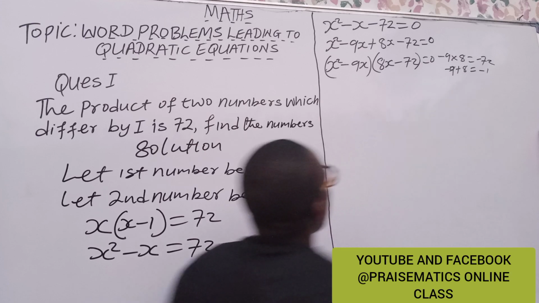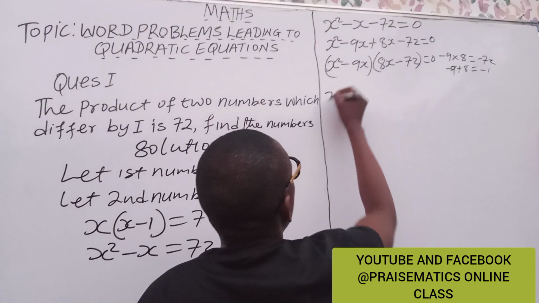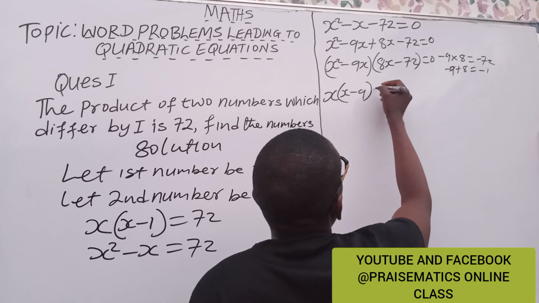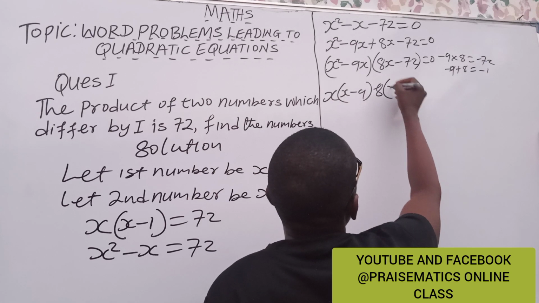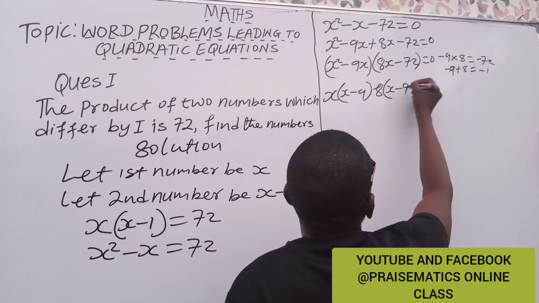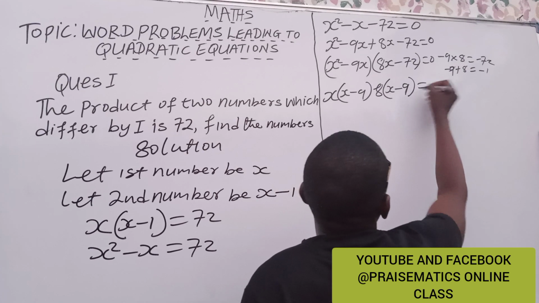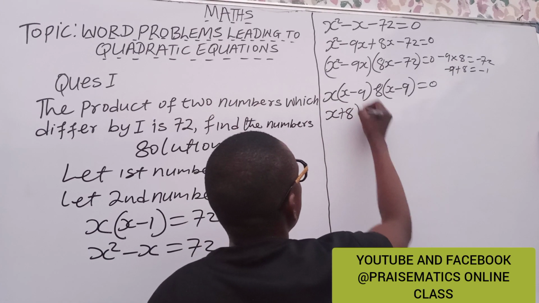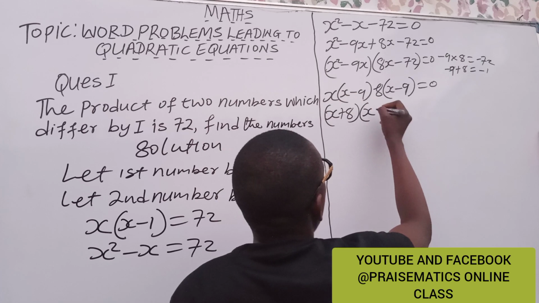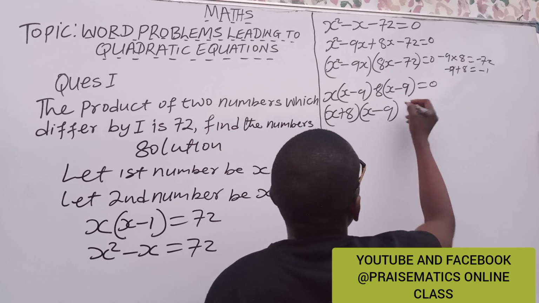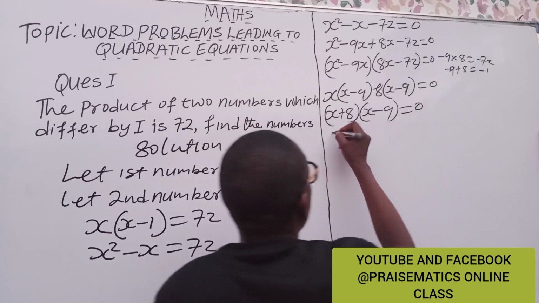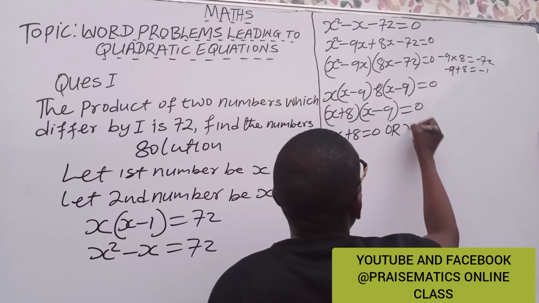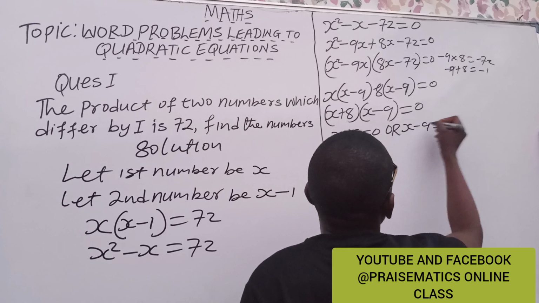All equal to 0. What do we do now? From x squared minus 9x, we bring x out, x into x minus 9, close it, and bring 8 out, which is 8 into x minus 9. So all equal to 0. Bring one outside, which is x plus 8, into x minus 9 equal to 0. Now x plus 8 is equal to 0, or x minus 9 is equal to 0.